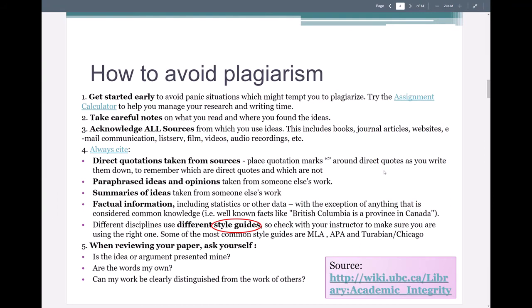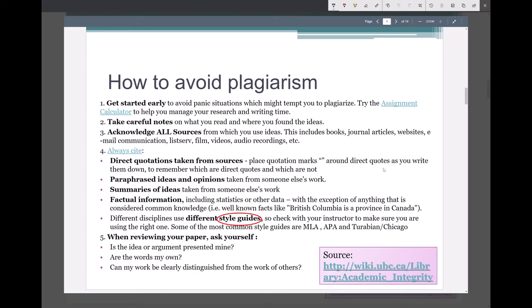Are things you've already done before. So, 2 is take careful notes on what you read. You can use the Cornell notes to do this. And part of your assignments, this is in part 4, in assignment 3, you're going to need to do this. Acknowledge all sources. So this is your list of sources, parts 2 and 3.